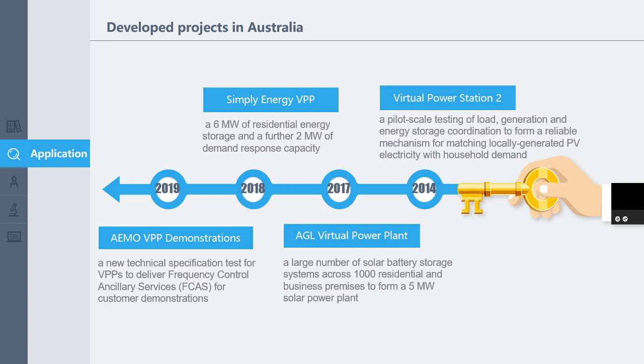In 2018, Simply Energy launched a project to construct 6 megawatts of residential energy storage and a further 2 megawatts of demand response capacity. And in 2019, the Australian Energy Market Operator started a project to conduct a new technical specification test for virtual power plants to deliver frequency control ancillary services for customer demonstrations. These exciting facts symbolize a promising future development of virtual power plants in Australia.